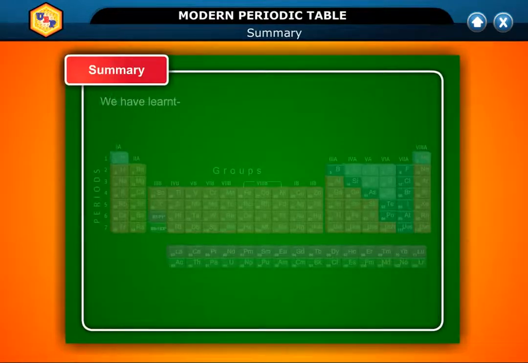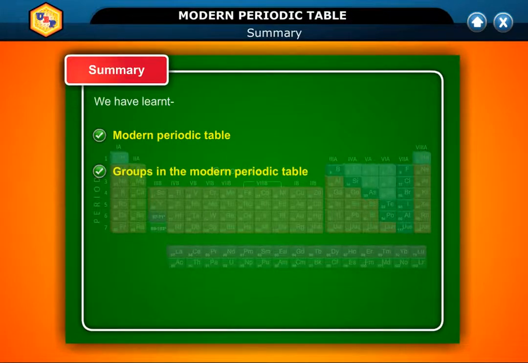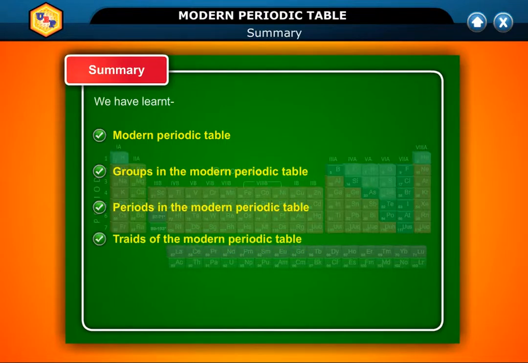Summary. We have learnt the modern periodic table, groups in the modern periodic table, periods in the modern periodic table, and trends of the modern periodic table.